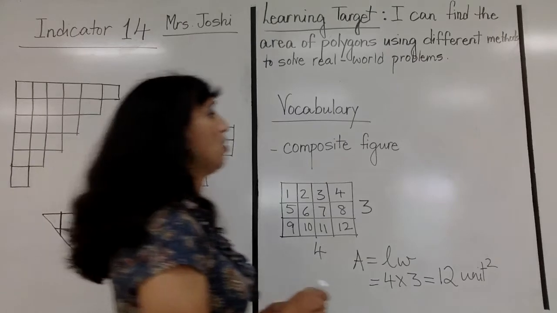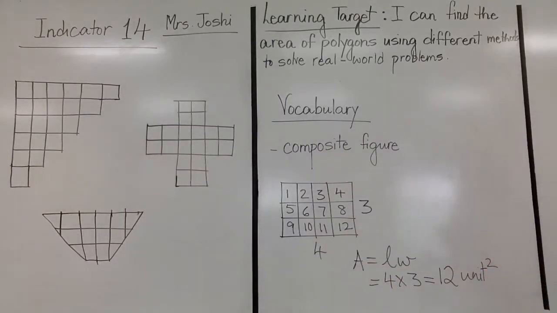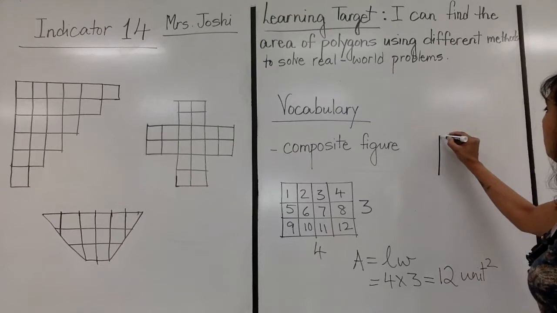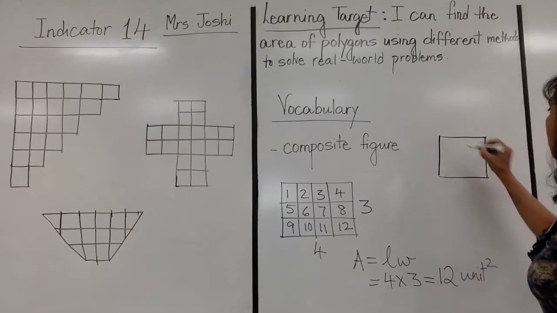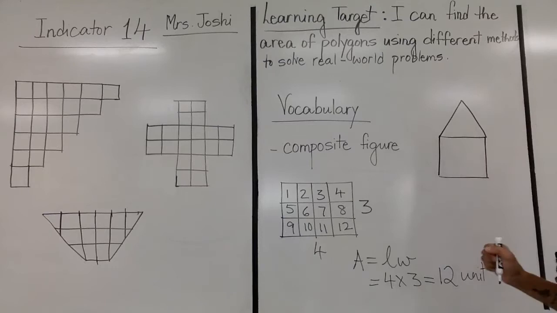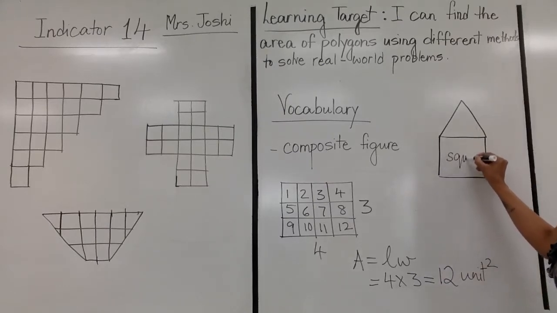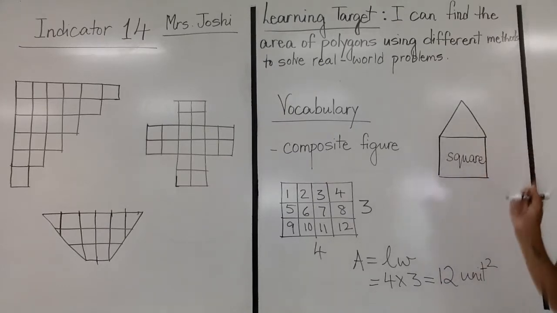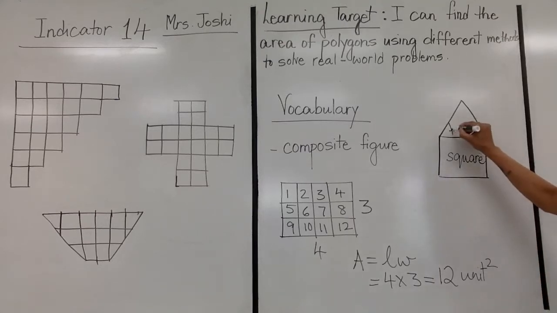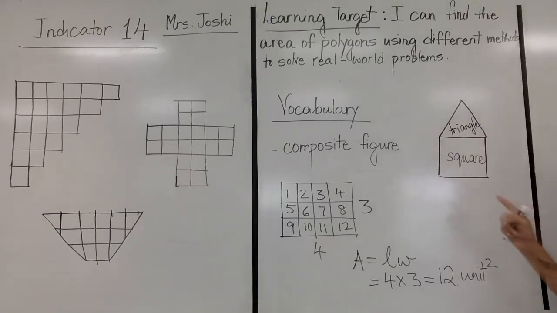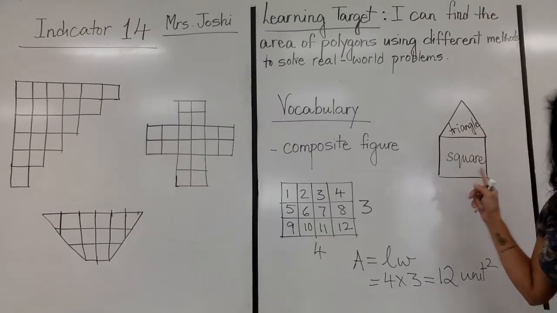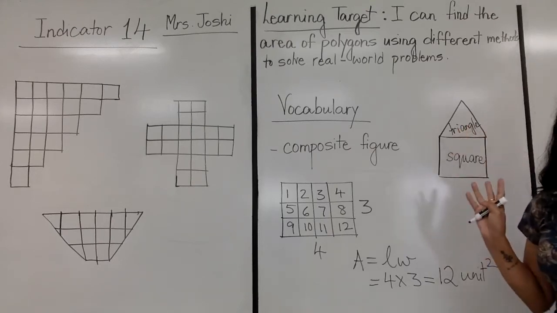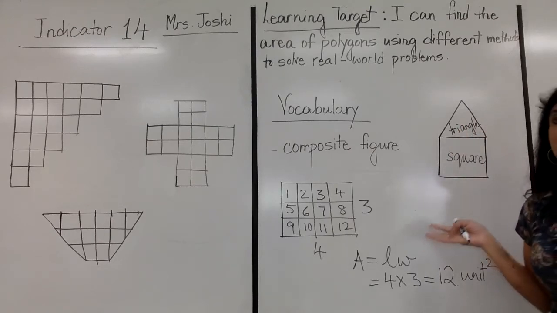Okay, so if I give you something like, let's say we have this and we have this that looks like a house. This is actually a composite figure because it is made up of 2 or more two-dimensional shapes. So we have a square here, we have a triangle here. So in order to find the area of this, we would have to find the area of the square, the area of the triangle, and then add both of them up. So that's basically a composite figure.